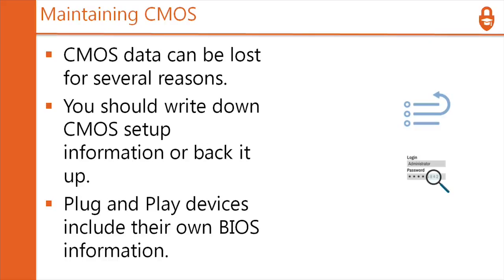And you may be missing some stuff, then you can go in and start tinkering around with what you're missing to try to get it enabled. So you should write down your CMOS setup information or back it up. The ones today, you can kind of dump the configuration and back it up. And then plug and play devices include their own basic input output system information. So they provide their own information to the BIOS if it's plug and play. It'll tell it the number of sectors, the disk size, all of the information that it needs to know to be able to address it.